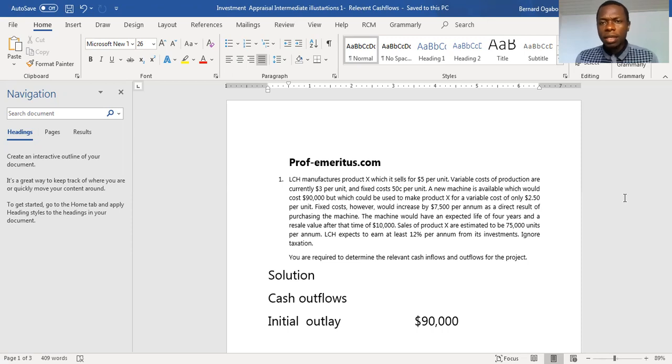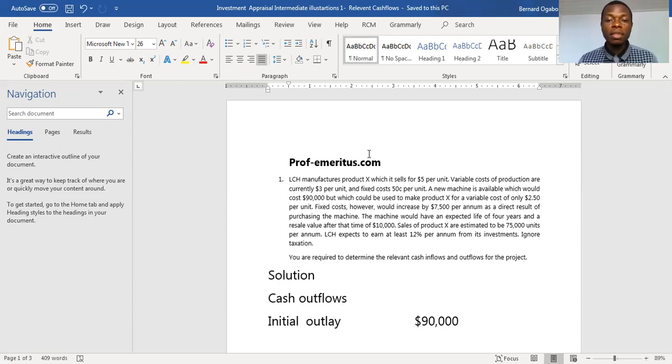And like I said in the previous video, or in the introductory video, to download the question that we are going to use, you go to prof-emeritus.com, this one here. You download it and then download the question from here. You're going to see the title exactly the way you are seeing it here, Investment Appraisal Intermediate Illustration 1.